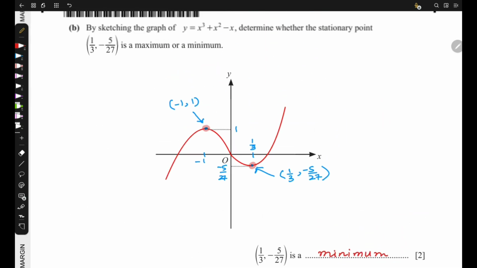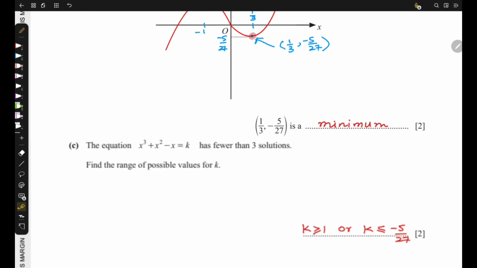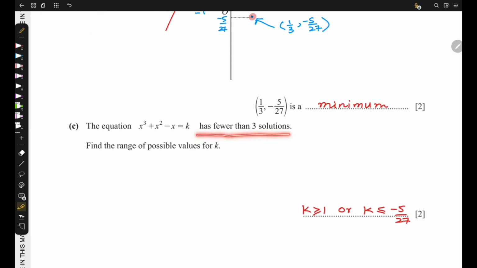It means we can draw a line below -5/27 or at -5/27, or we can draw a line at 1 or greater than 1. We cannot draw the line over here. So the value of k cannot be over here, because if the value of k is in between 1 and -5/27, then the equation y equals k has k in between these two values. It means we have to draw a straight line in between these two values that would intersect the curve at 3 different points, which is not possible because they said we need fewer than 3 solutions. So that is your answer.